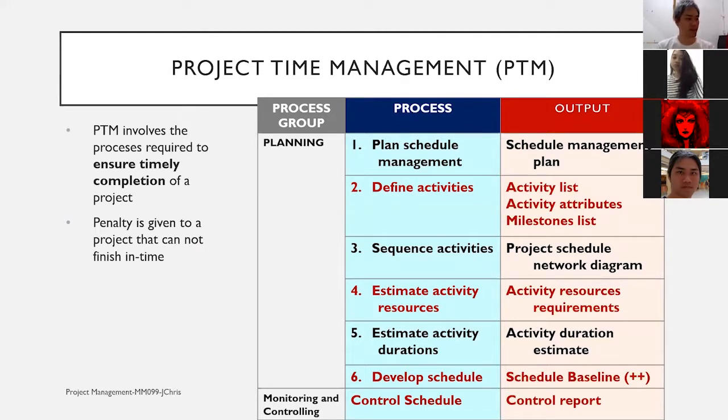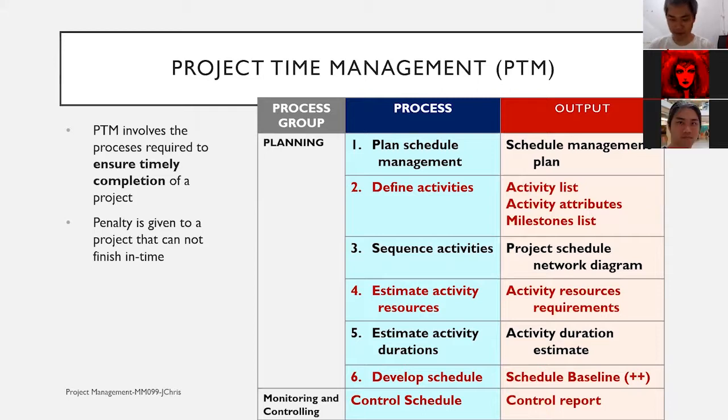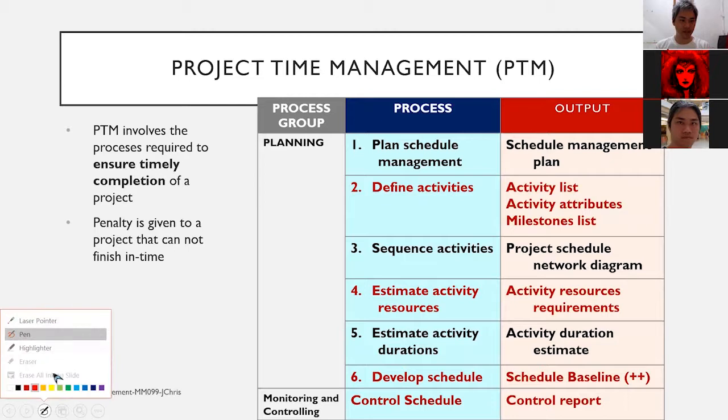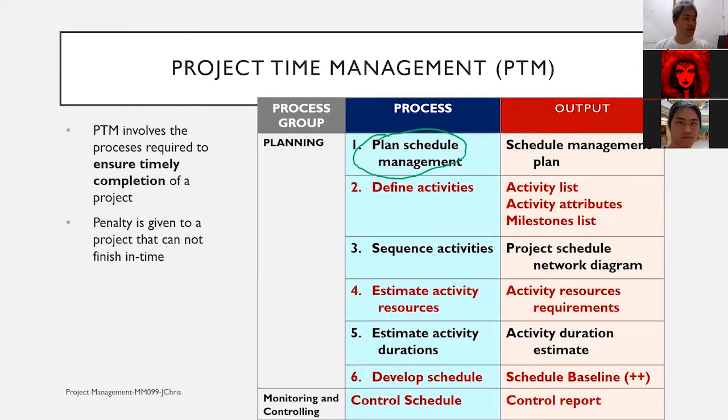Plan schedule management here. Define activities. Each has an output. Let me use the green one. This is what we're going to do, and this is the output.